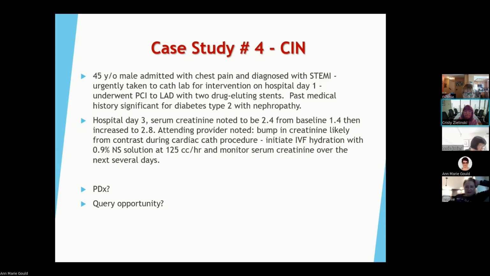So what's your PDX? STEMI. STEMI, yes. Okay. So what are your query opportunities here? To ask if this is AKI due to contrast-induced nephropathy. That's right. Yes.